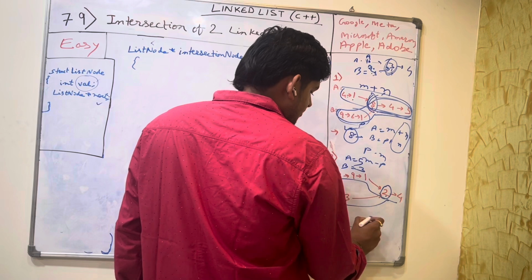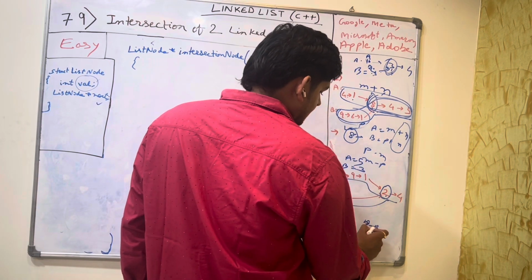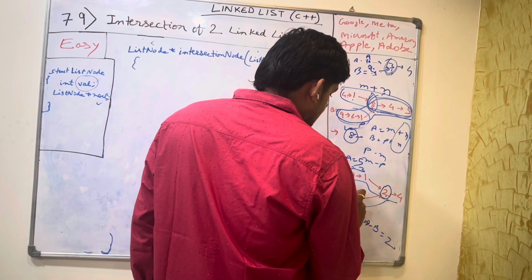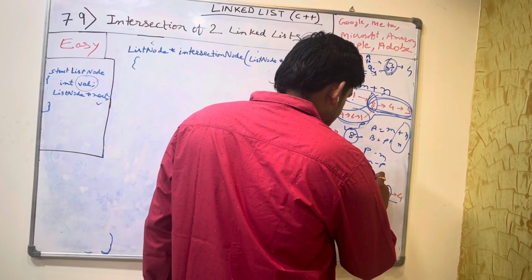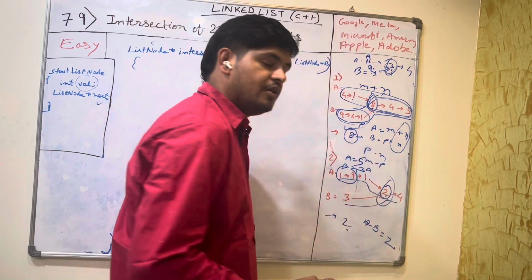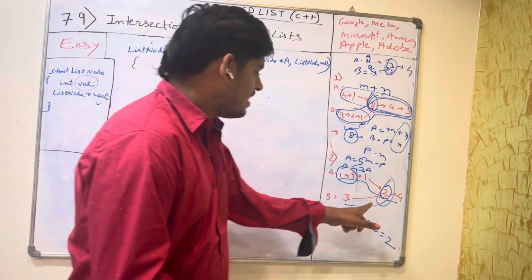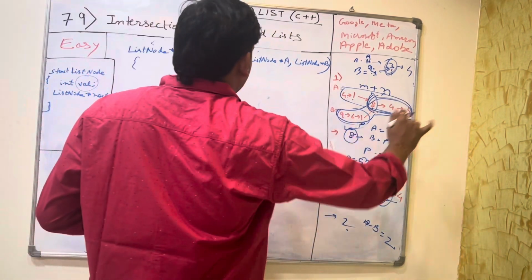So if we subtract the size of A minus B, since A is greater, that is 2, right? So if we traverse those 2 nodes in A beforehand, and then we start traversing A and B together, we'll get a point where A and B will be the same, right? And that would be our intersecting point, as simple as that. So let's do it. First we will find the size of A.